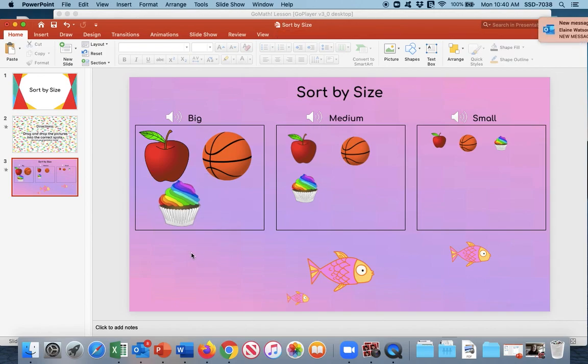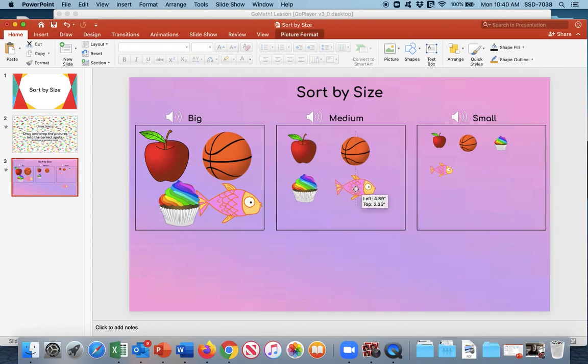Okay. Now we're going to take a look at our fish. This fish is definitely small. And this one, large, big. This one's going to go right over here, and it just fits in our big box. And last, this fish would be medium.